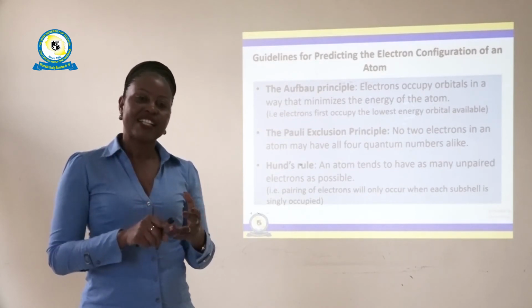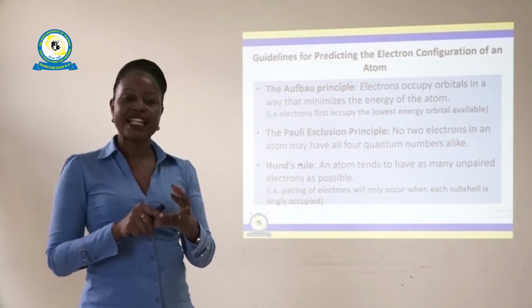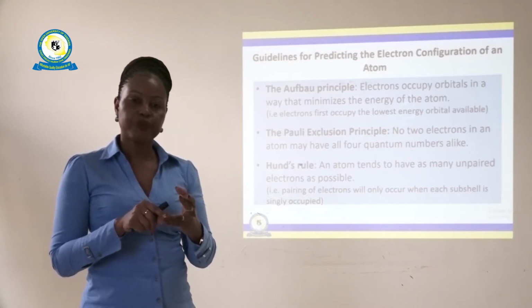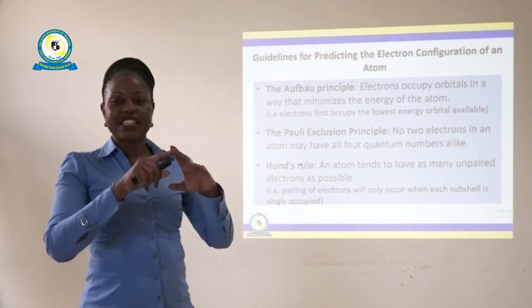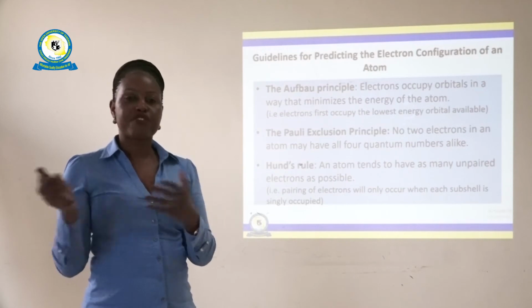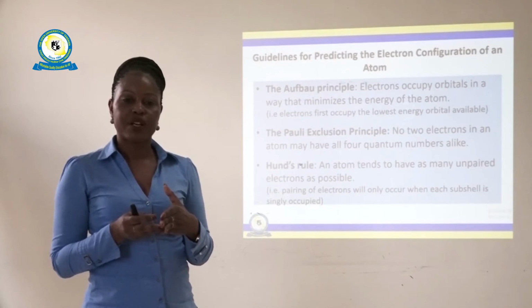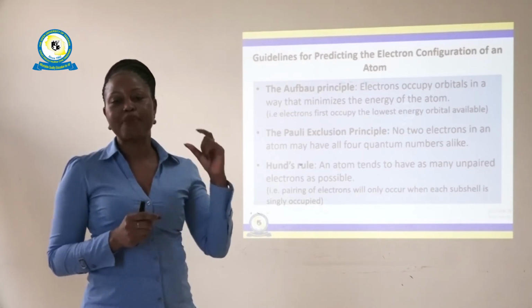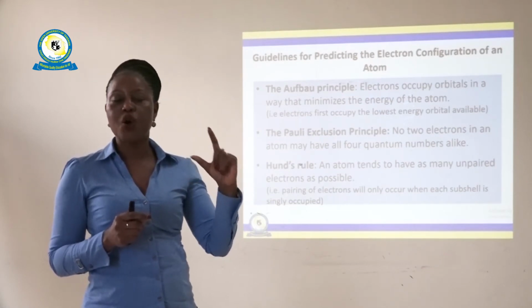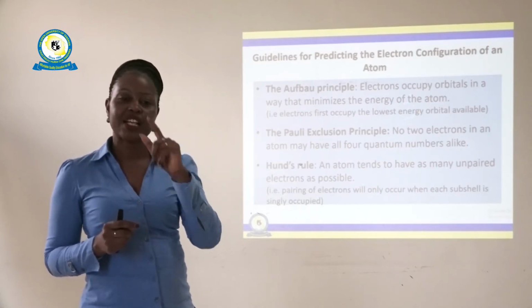And the second guideline for filling electrons in the subshells is the Pauli exclusion principle. In this case, it is stated that no two electrons in an atom may have all four quantum numbers alike. And the last one is Hund's rule, that an atom tends to have as many unpaired electrons as possible. That is, pairing of electrons will only start when each of the subshells has been singly occupied.